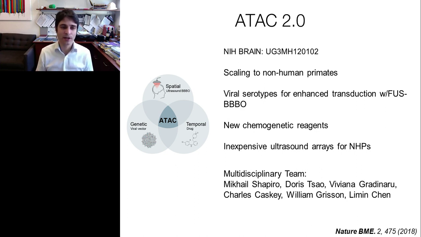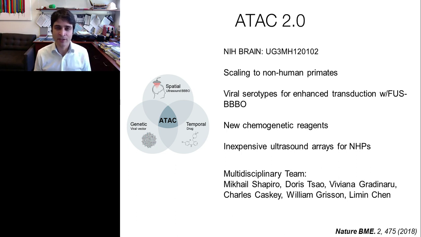For example, we are engineering the viral serotypes that we're using. In mice, we used AAV9, where we'd like to develop new serotypes that are even better at entering the brain at the location of ultrasonic blood-brain barrier opening and do less in terms of transfecting other parts of the body, even though we're using them under cell type specific promoters. And this would give us a better therapeutic window and allow us to use a smaller dose of these viral vectors. We're testing new chemogenetic reagents that a lot of groups have been publishing that are very exciting, and we're going to be adapting them into the system.